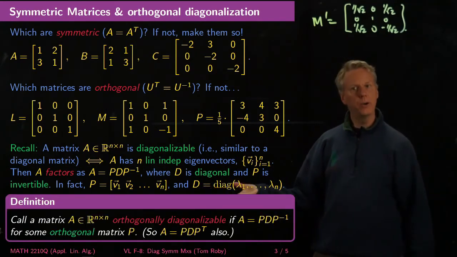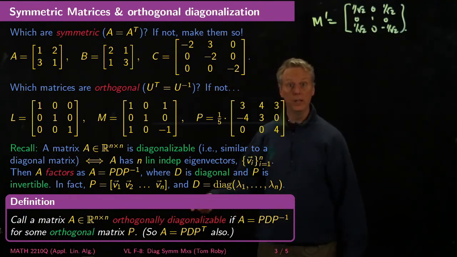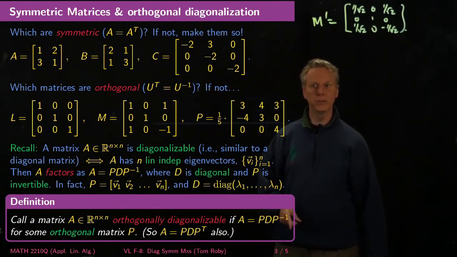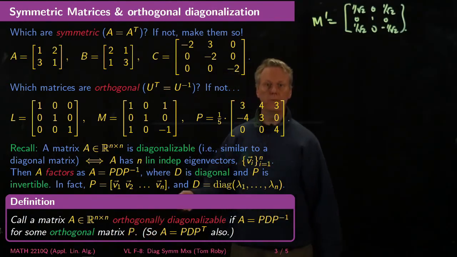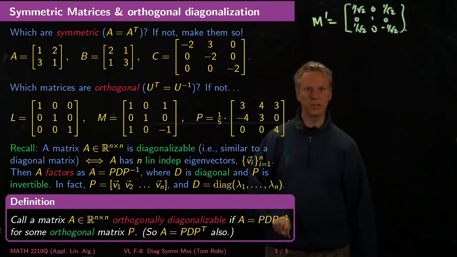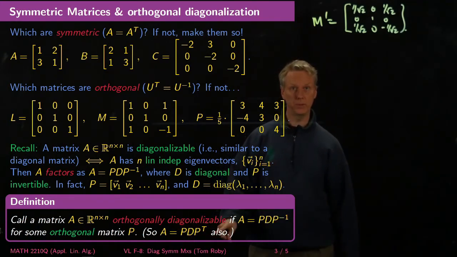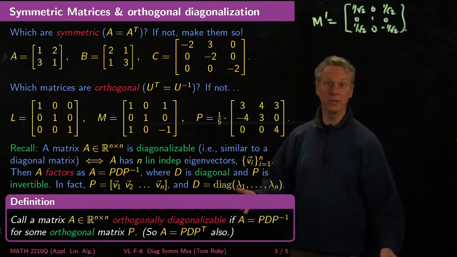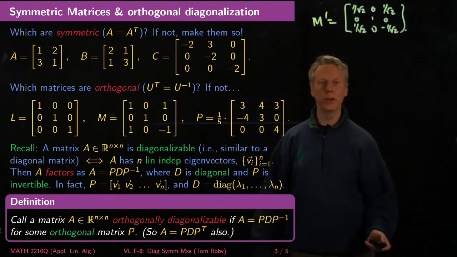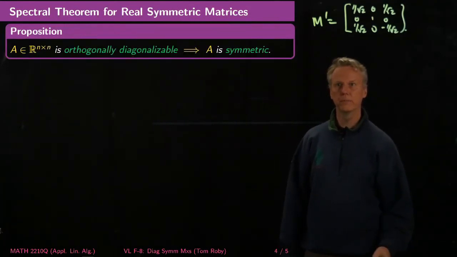And so now the precise definition of something being orthogonally diagonalizable is that I can write it as PDP inverse for some orthogonal matrix P. But if it's true, remember that P inverse is just another name for P transpose, so I can also write it as PDP transpose. Okay, and so that, for one thing, makes it easier. You don't have to compute an inverse. It's easy to write down the transpose, not so easy to write down the inverse of a large matrix.